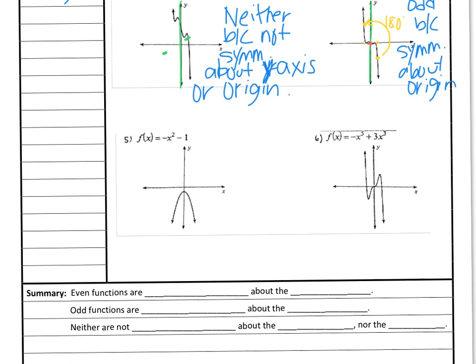Okay, moving on down here, why don't you guys try number 5 and 6? So go ahead and pause the video and try 5 and 6 on your own.